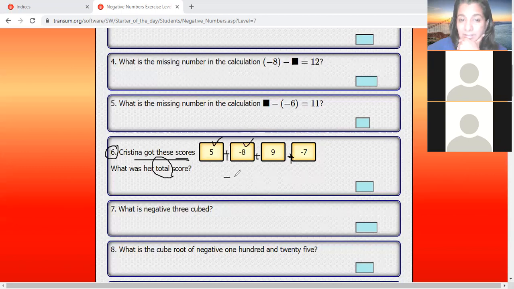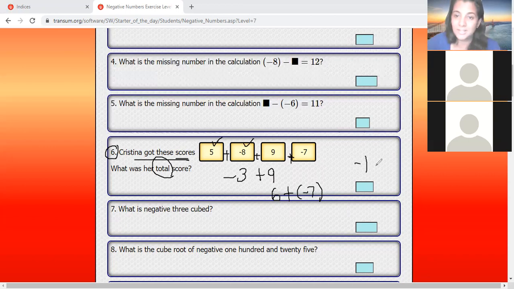Which is negative what? Negative 3. Good. Negative 3 plus 9. Where will you go? 6. You're in the positive side now. Yes or not? Now positive 6 plus negative 7. Where will you go now? You'll drop. Drop to what? Not 1. Negative 1. That's it, that's your answer. That's the total score. Her total score is negative 1.